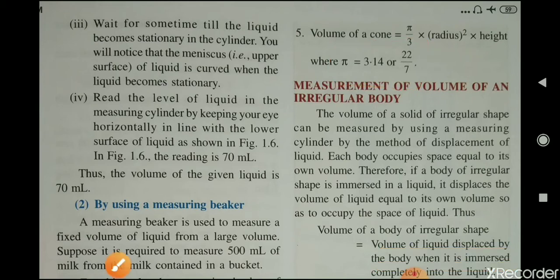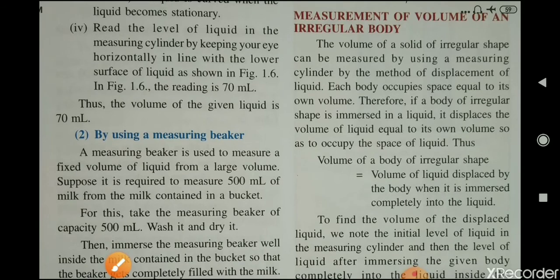Now, measurement of volume of an irregular body. Means how we can find out the volume of an irregular body. The volume of a solid of irregular shape can be measured using a measuring cylinder by the method of displacement of liquid. As I already told you, we can also find out the volume of an irregular body using a measuring cylinder. So now we will see how.